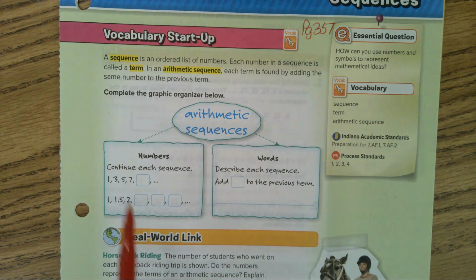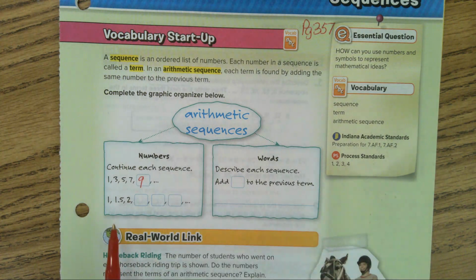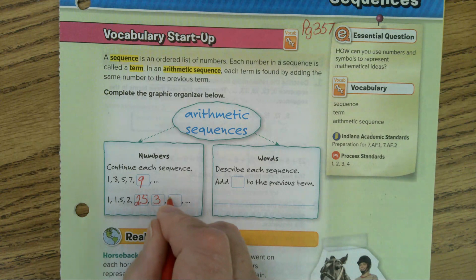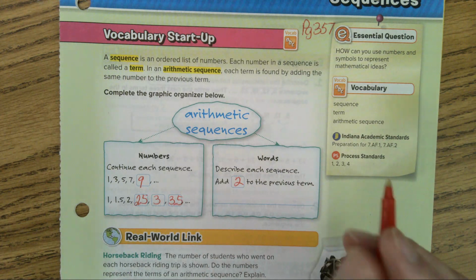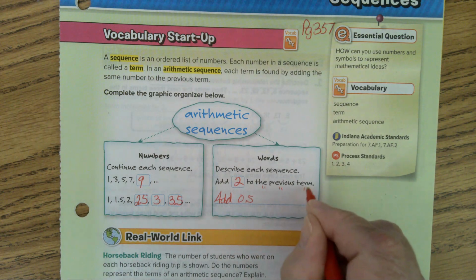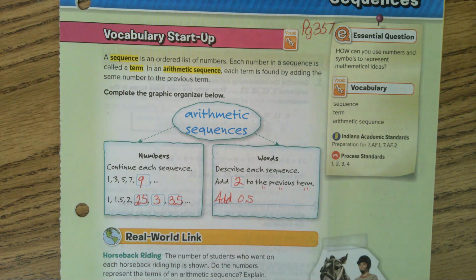Continue each sequence. 1, 3, 5, 7. What's the next number going to be, class? 9. They're going by twos. Now, in this one, 1, 1.5, 2. What's the next one going to be? 2.5. The next one? 3. And the next one? 3.5. Very nice. Describe each sequence. Well, in each sequence, on the first one, we add 2 to the previous number. And on the next one, we add a half, or 0.5, to the previous term. Okay? Those little dots just mean to write down what I had there. All right, we're going to skip the real world link and go on to page 358.